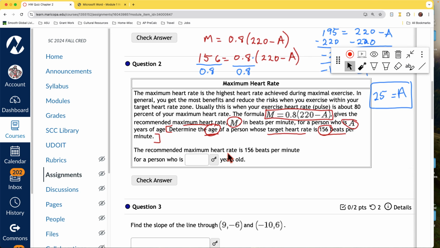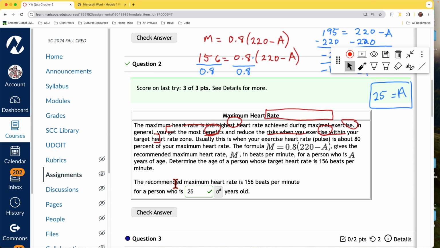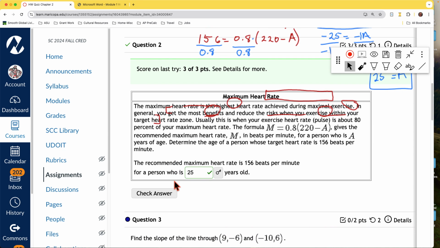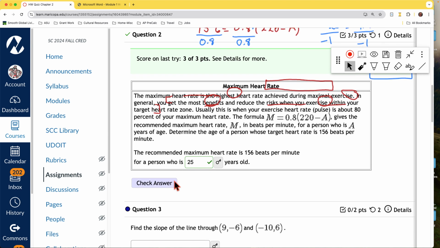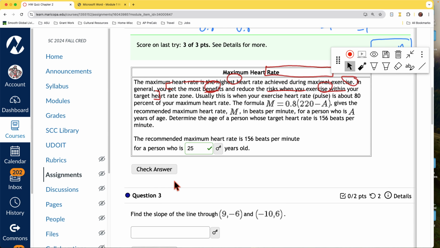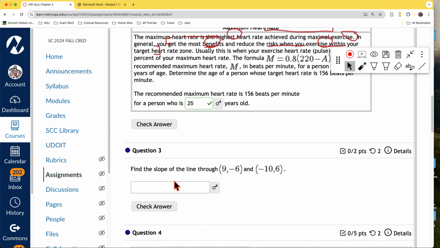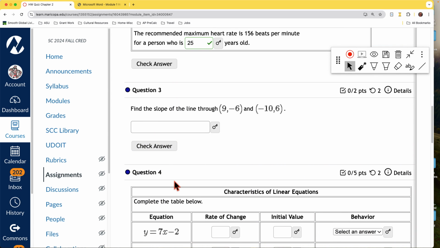let's check our answer. Got it right. If we got it wrong, we could have another try. And we could always work these again if need be. I've got multiple things in there, but we got it right. So we move on. Okay, so you have some application problems, you got some solving problems.